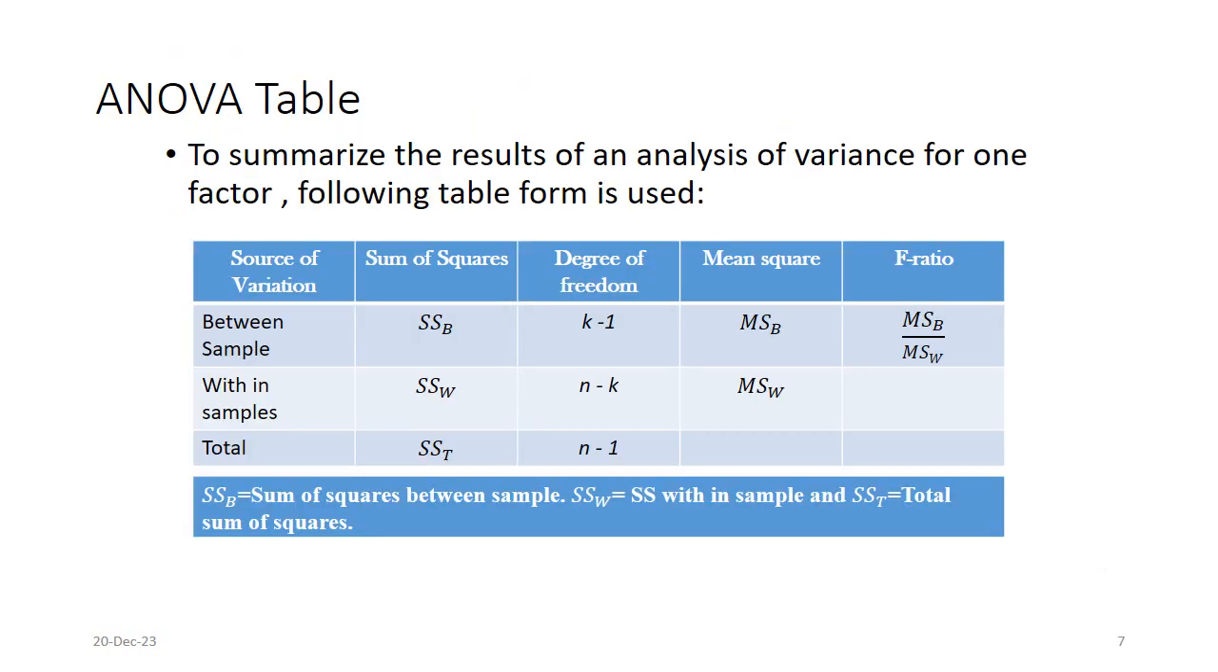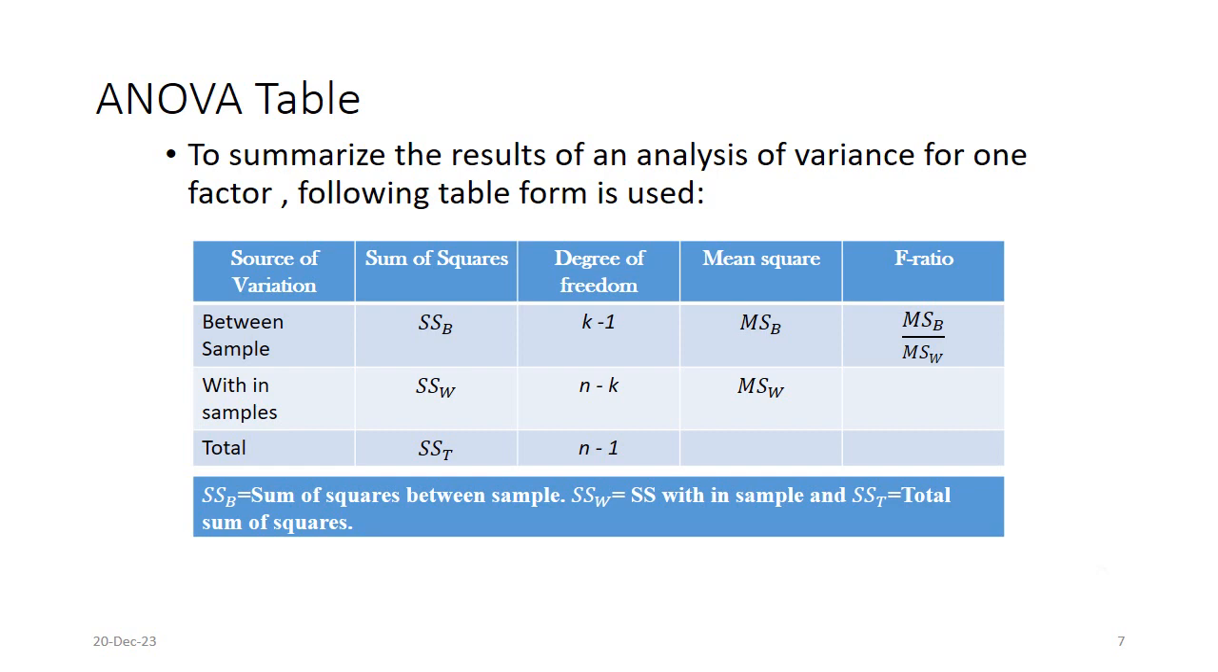To summarize the results of analysis of variance with one factor, the following table has to be generated. That is, between the samples or between the groups, the sum of squared deviations, degrees of freedom and mean square. Similarly, within the groups, we have to calculate the sum of squares and degrees of freedom, that is n minus k, and the mean squares will be calculated. The ratio of the mean sum of squares between the groups divided by within the groups will give the F ratio.